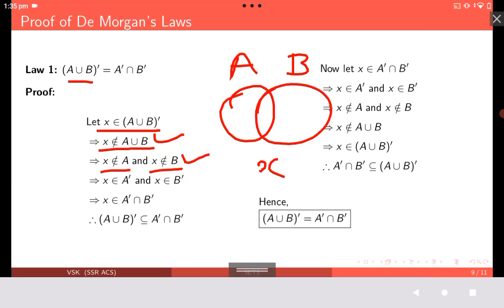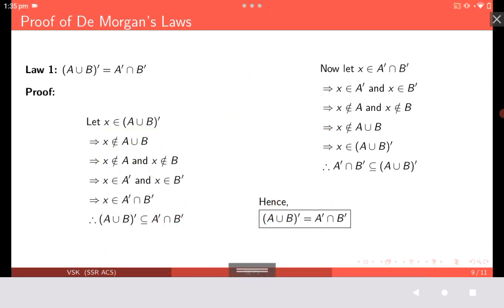Now if it is not in A, then where should it be? It should be in A complement. If it is not in B, then where should it be? It should be in B complement. Now it is in A complement and B complement both, so it belongs to their intersection. So how have we started? We have taken an arbitrary element in the complement of A union B, and we have proved that this element is in A' intersection B'. So clearly, again by definition, the complement of A union B is a subset of the intersection of A' and B'.